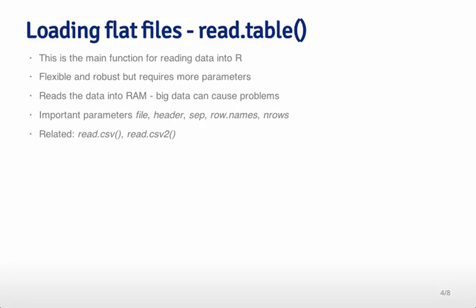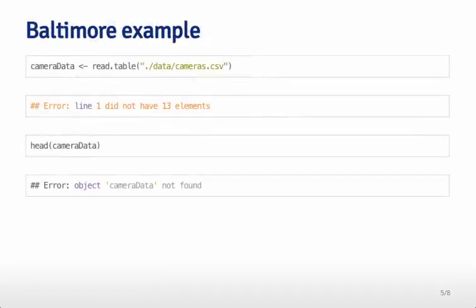read.table is also probably not the best way to read large data sets into R in general. The important parameters here are what file you want to read, whether it has a header, what the separation between elements is, whether it has row names, and how many rows you want to read. The related functions read.csv and read.csv2 will also be briefly discussed.